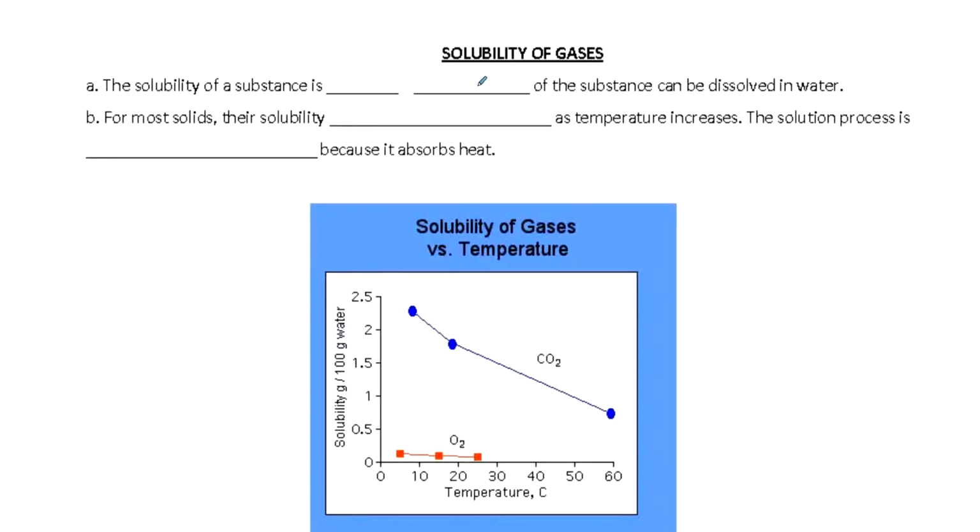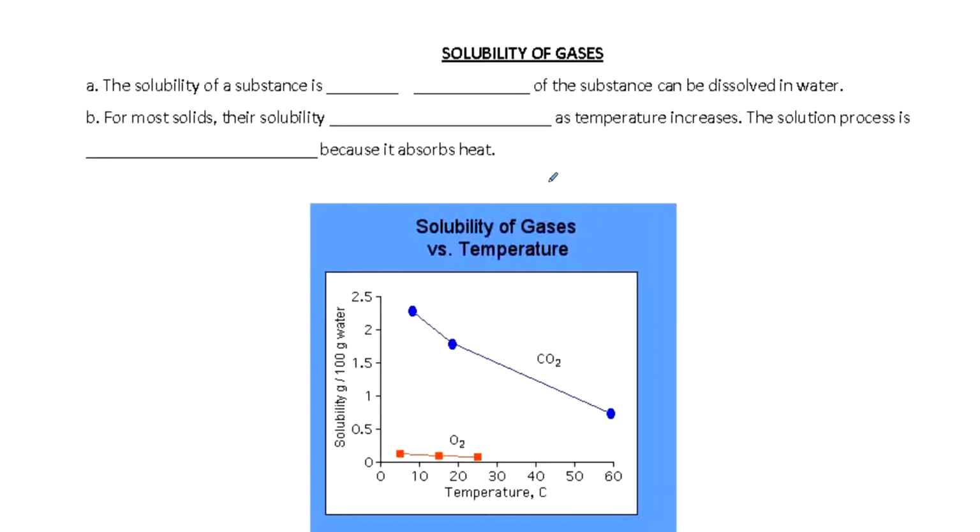Okay, so let's get started on our solubility of gases lesson. We're going to just take a look at how gases dissolve in water and how their solubility is affected by temperature and pressure.